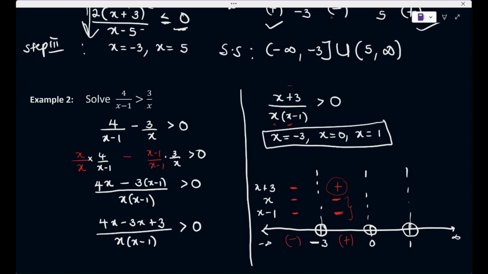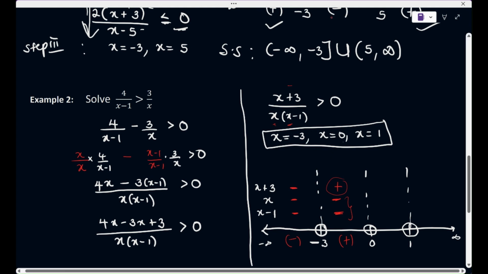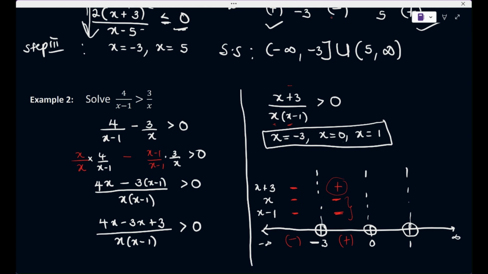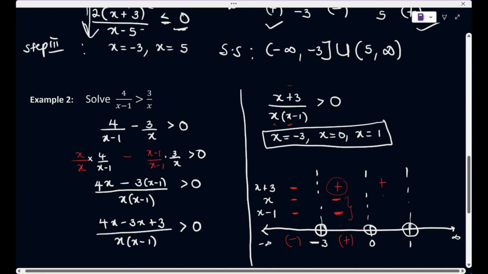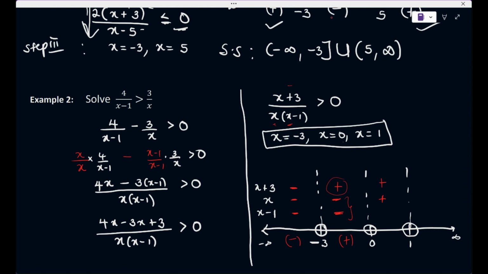Now, between 0 and 1, we can take half. If we take half, x plus 3 will be positive, right? Yes. And x is going to be positive as well. And you have half minus 1, which is negative. So it means this is going to be negative. So if you take, let's say 2 in this interval, 2 plus 3 is positive, x is positive, 2 minus 1 is also positive. So this is positive.